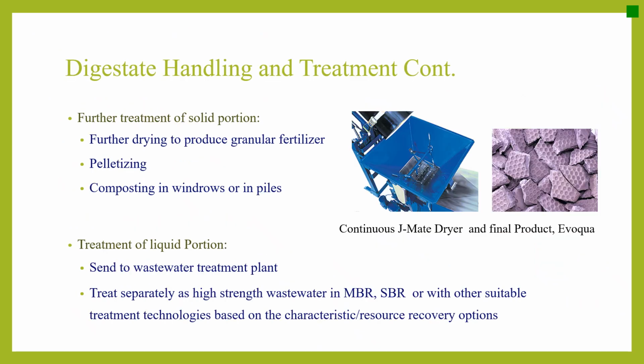Once the solid and liquid portions are separated, there can be further treatments for both portions. Further treatment of the solid portion includes further drying to produce granular fertilizer, pelletizing, or composting in windrows or in piles. Treatments of the liquid portion include sending it to a wastewater treatment plant or treating it separately as high-strength wastewater in MBR, SBR, or with other suitable treatment technologies based on its characteristics or if there are further resource recovery options.